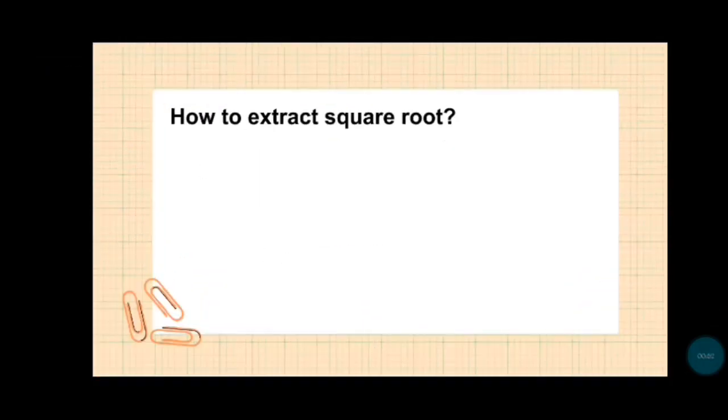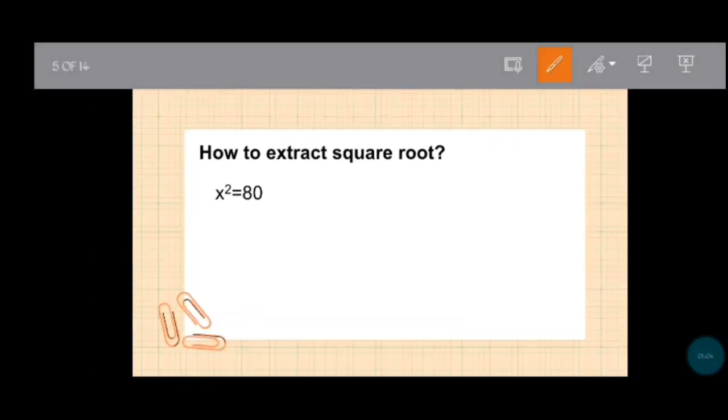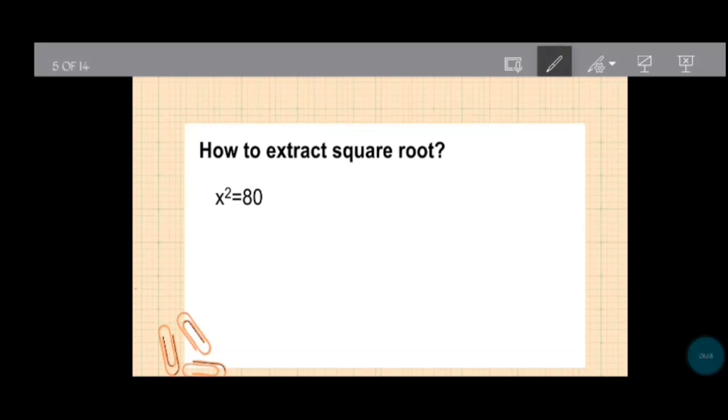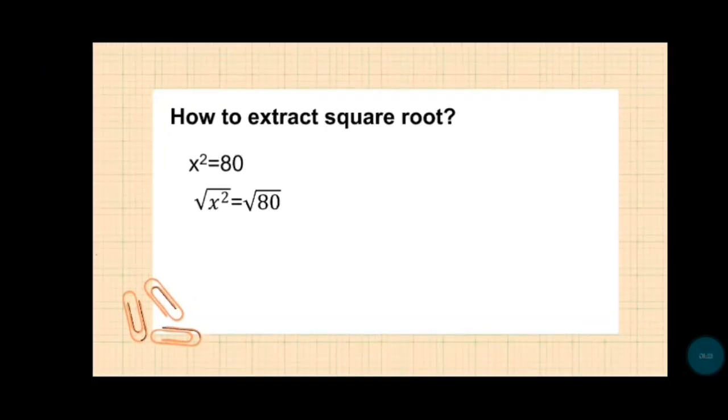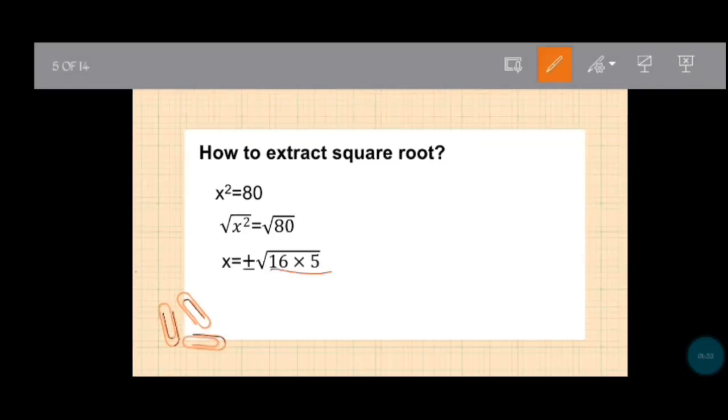What about if our given is not a perfect square? How will we extract the square root? So, first we have a step by step process to extract the square root. The given problem is x squared equals 80. Our first step is to get the square root of both sides. Pwede natin i-factor ito gamit ang 16 times 5 kasi yung 16 is perfect square. So, we will have x equals positive or negative square root of 16 times 5. Nagkaroon tayo ng 16 times 5 kasi hindi naman perfect square yung 80.